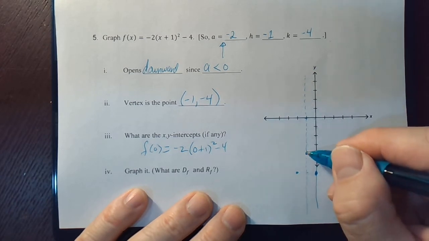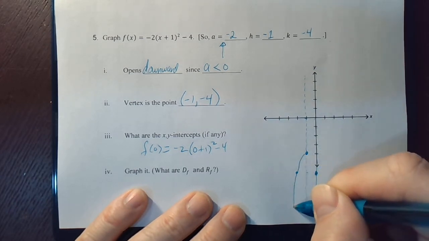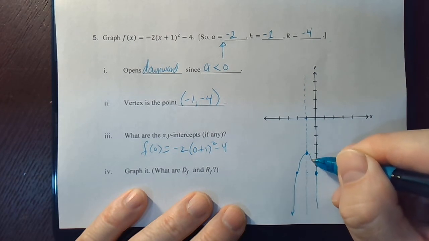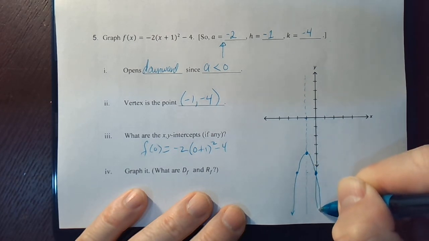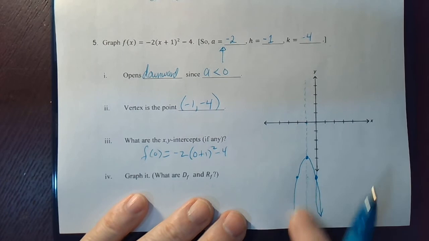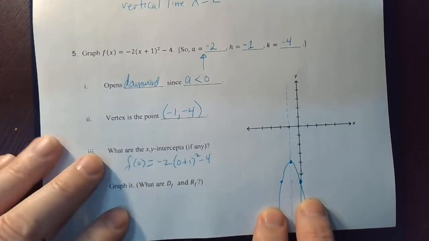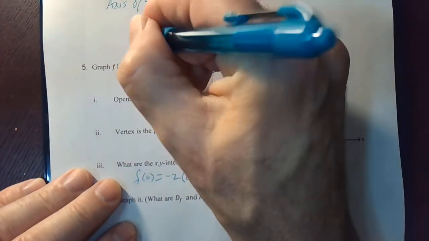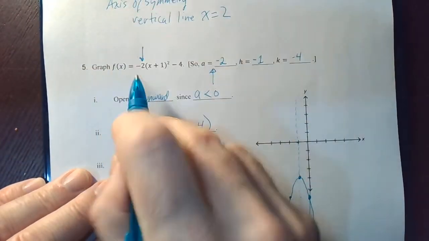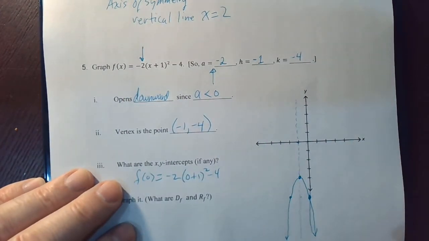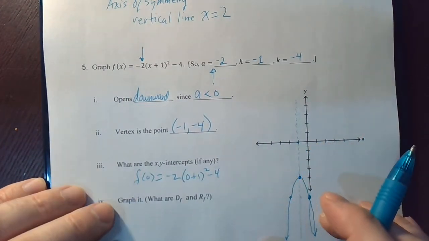But notice this is not going to be exactly the same shape as the other one. It's taller and thinner. This one you can see was wider. This one is thinner by a factor of 2 because of that guy right there. And negative 2 means it's going upside down and it's opening downward.